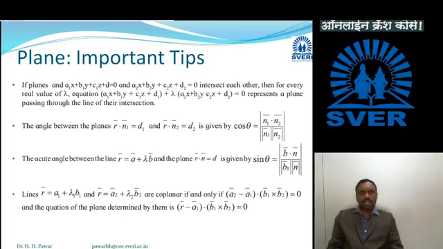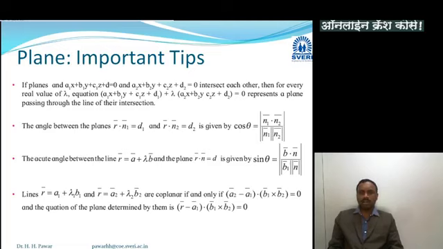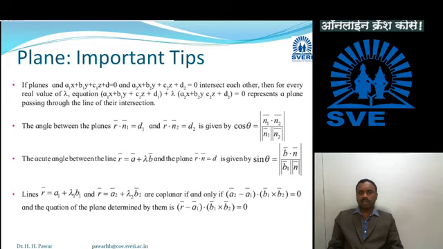Next, if planes a1x plus b1y plus c1z plus d1 equal to 0 and a2x plus b2y plus c2z plus d2 equal to 0 intersect each other, then for every real value of lambda, equation a1x plus b1y plus c1z plus d1 plus lambda into (a2x plus b2y plus c2z plus d2) equal to 0 represents a plane passing through the line of their intersection.